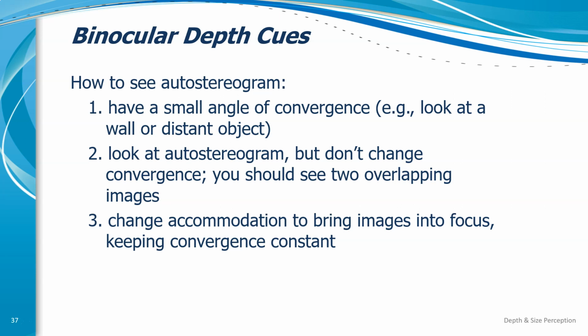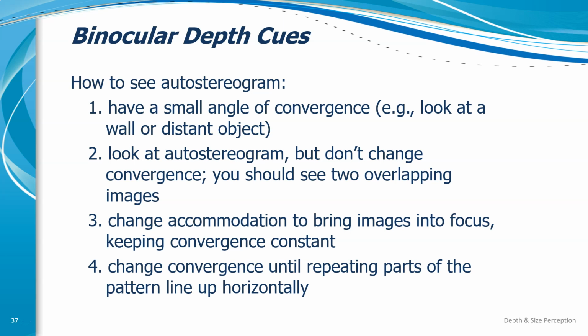Some people can't do that. If you can't do that, no big deal. Doesn't mean there is anything wrong with you. You want to try to keep those images in focus, but still have two floating, overlapping images. The last step is to fine-tune your convergence until the repeating parts of that picture line up horizontally. This has been calculated by a computer very carefully so that the pattern does repeat.